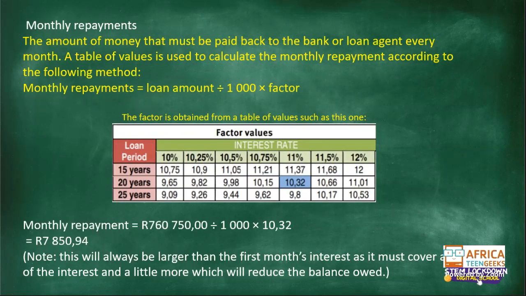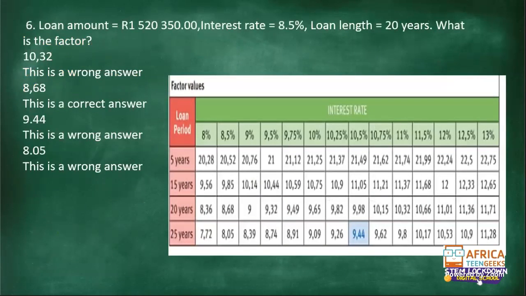Right. I'm just going to carry on now, just to look at the loan amount. And of course, we have another loan amount here, which is 1,520,350. And the interest rate there is calculated as 8.5%.